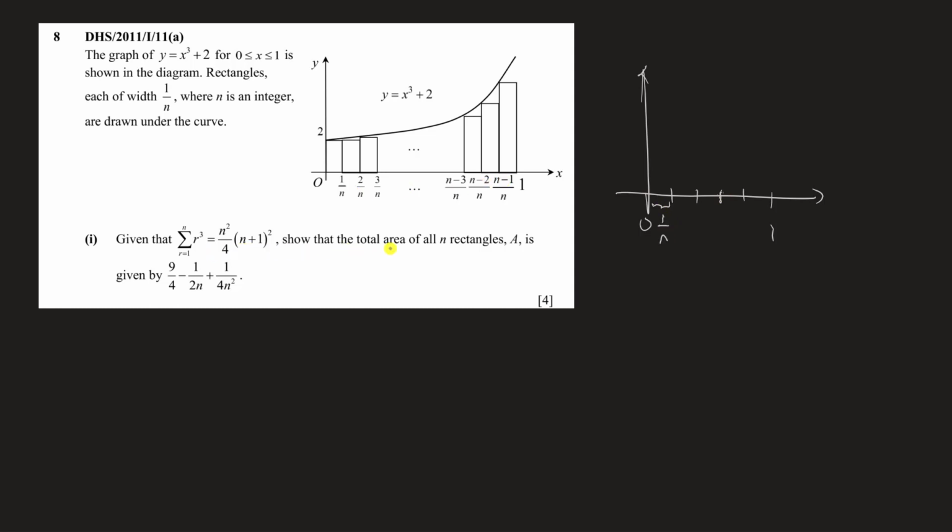Given this, show that the total area of n rectangles is this funny looking expression here. Don't think too much, just ask yourself, what is the area of one rectangle? Let's start off with the first one. What is the area of this red color one? The first rectangle would be just breadth times height. What is the height? The height is just simply 2. How do we get 2? Because the top left is actually touching the curve and it cuts at 2. Next rectangle.